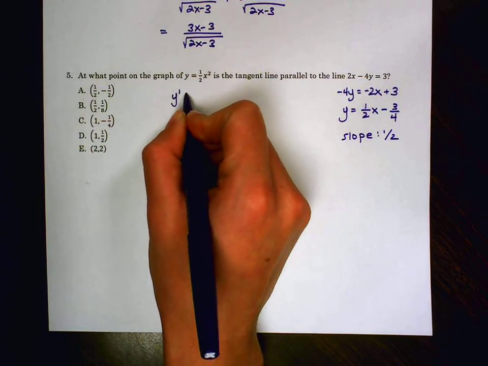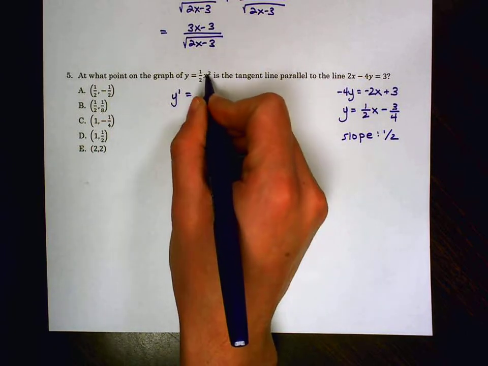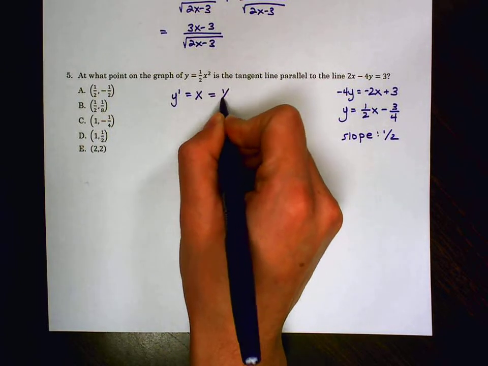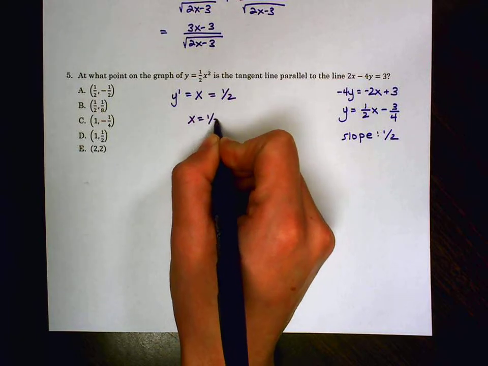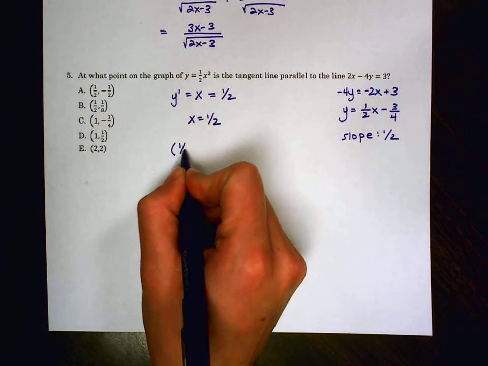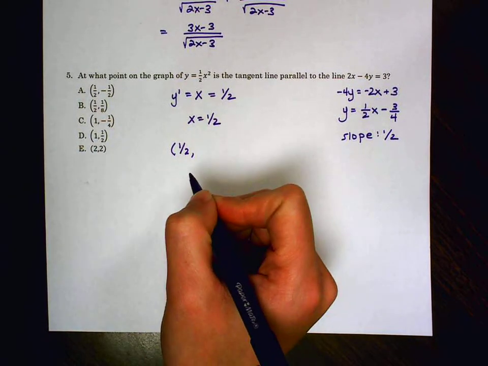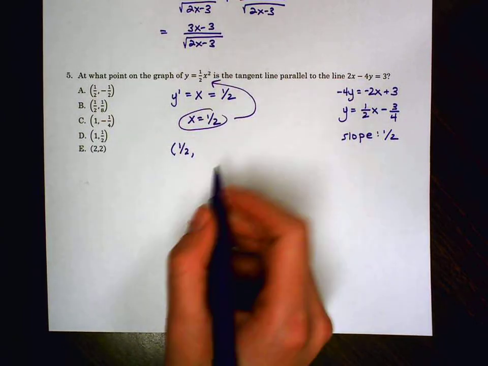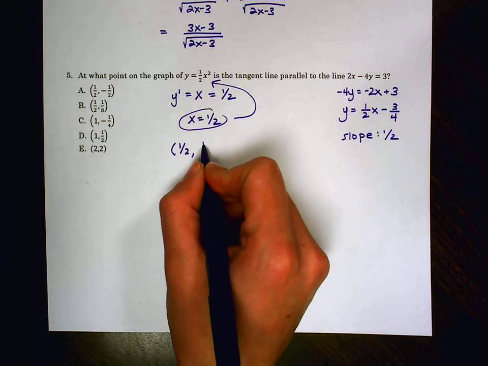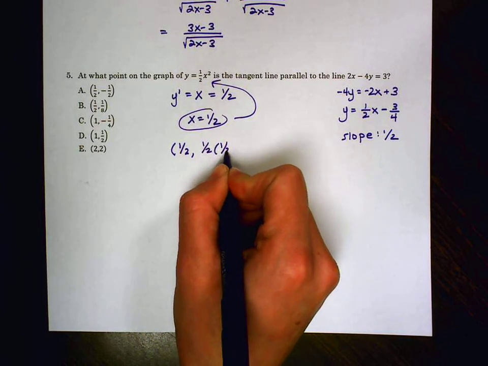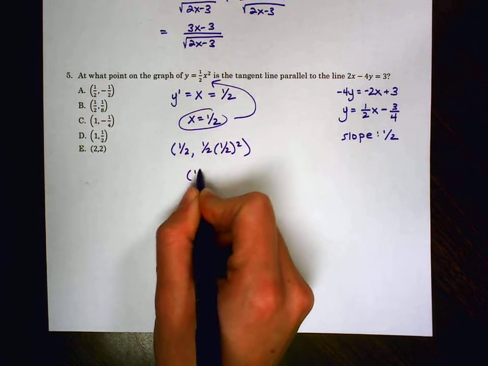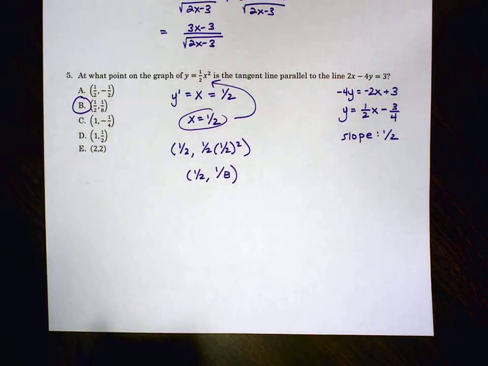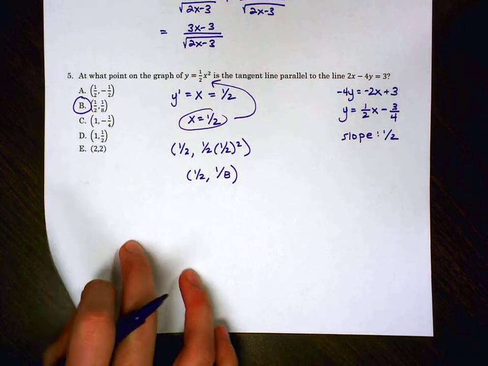Well, the derivative of this is just x. So I need to figure out when this is equal to 1/2. Well, that's when x is just 1/2. My x coordinate is 1/2. I'm going to find the y coordinate by plugging my x value back into the original function. So I'm going to get 1/2 times 1/2 squared. So my point is going to be 1/2, 1/8. That's number 5.